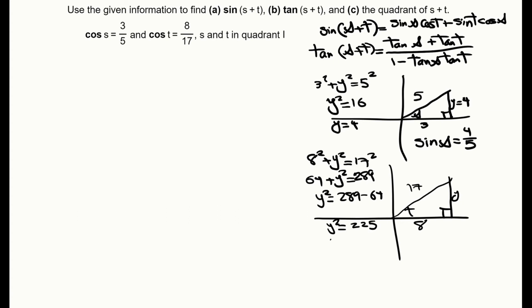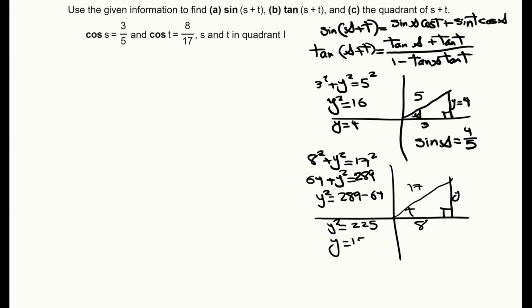So y squared equals 225. And we know that y is going to end up being the positive square root of 225 because it's in the first quadrant and the y values are positive here. So we get positive 15. So now from this figure, we can tell that the sine of t is going to be opposite, which, we just found out, is 15 over the hypotenuse, which is 17.